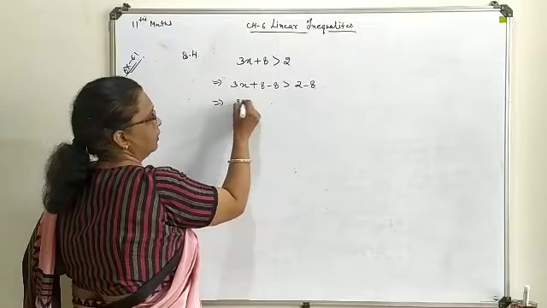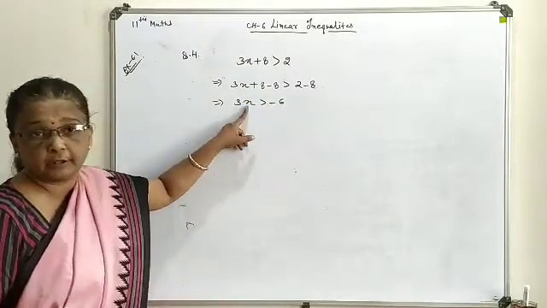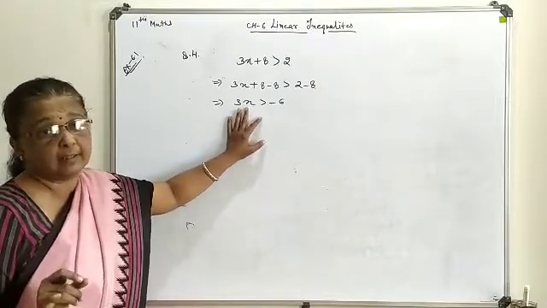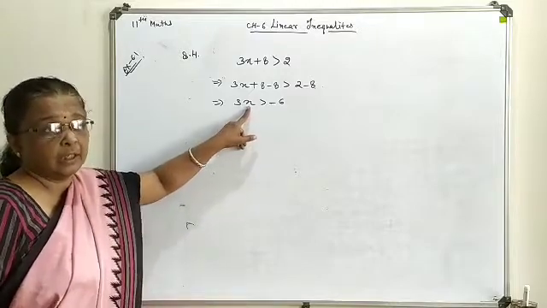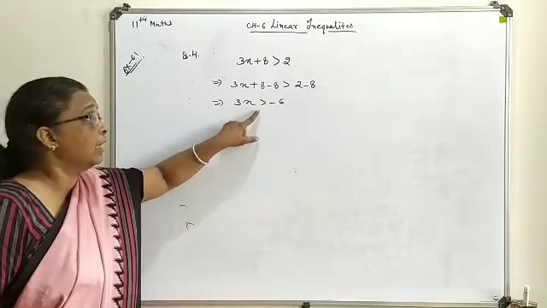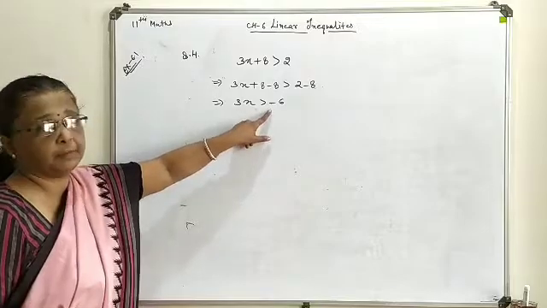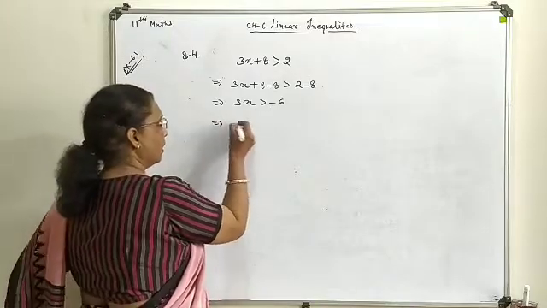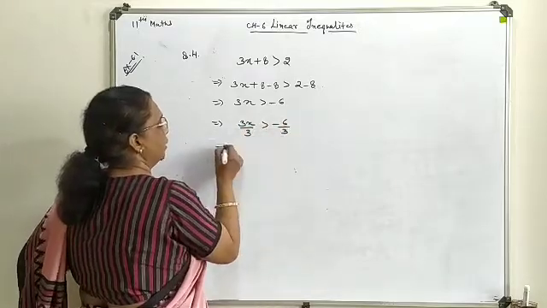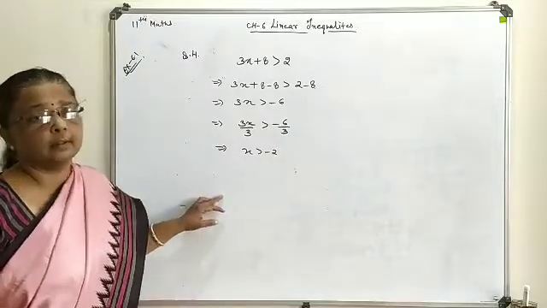So what are you getting here? 3x, and this is minus 6. Now here x does not contain any negative sign, so there is no need to remove a negative sign. If in any case x contains a negative sign, then compulsorily it should turn to a positive sign, and in that order you have to change this sign and the sign of this number. Now make both sides divided by 3, so that this x is separated out. So what will you have? x is greater than minus 2.